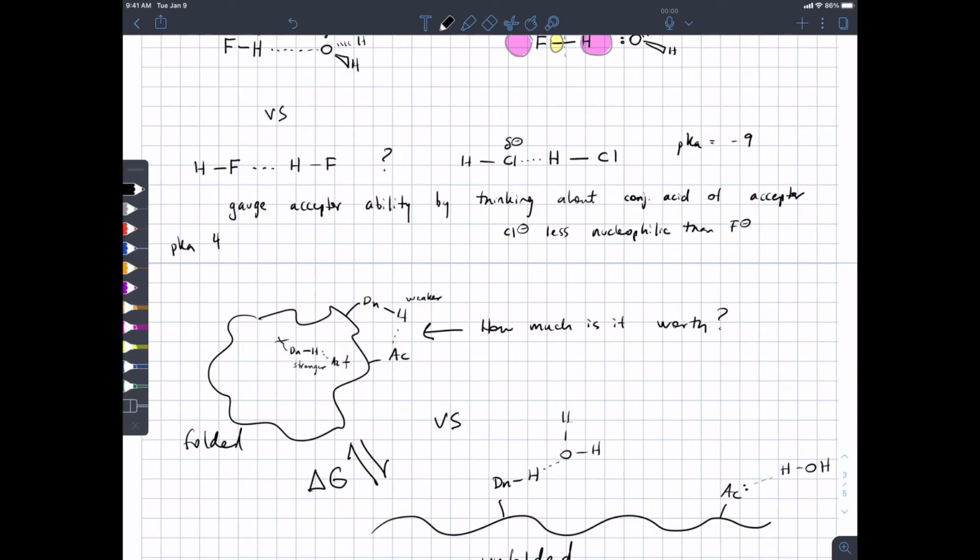Thankfully, everything you've learned about nucleophilicity and basicity, how reactive a lone pair of electrons is, translates directly into hydrogen bonding. It's thought that hydrogen bonds get stronger when they're between groups whose conjugate acids have similar pKa's.